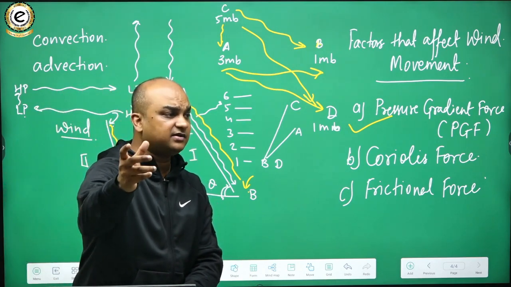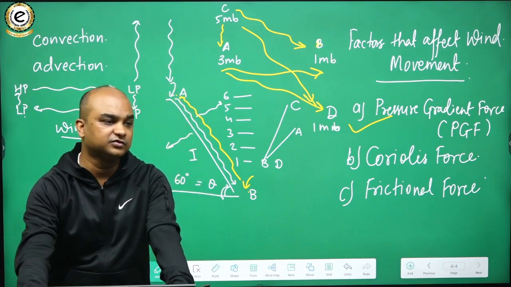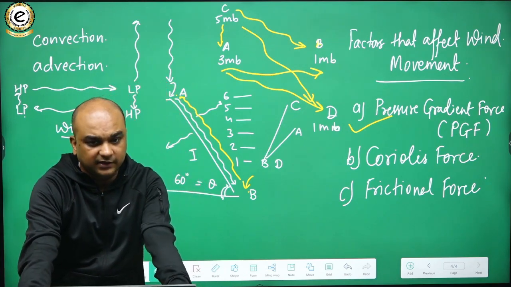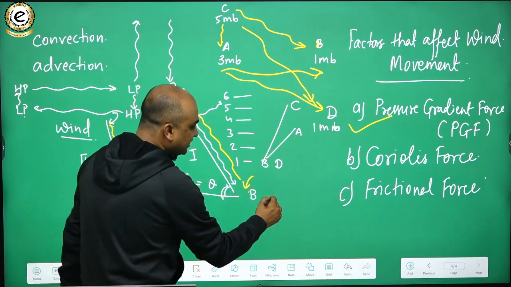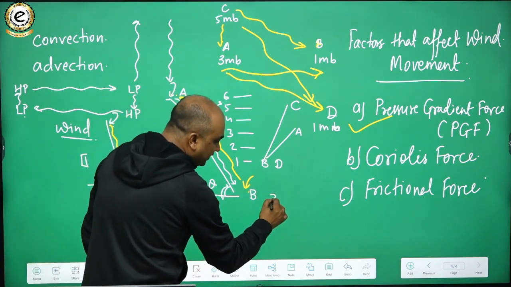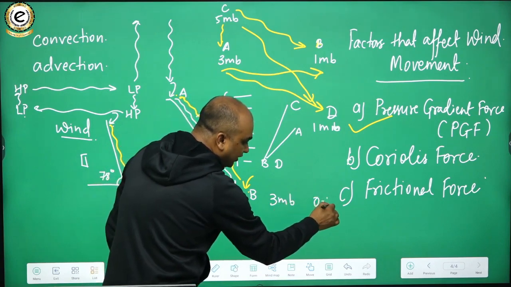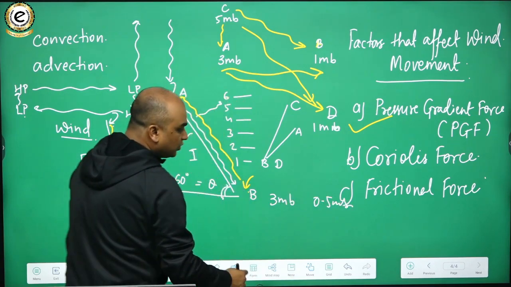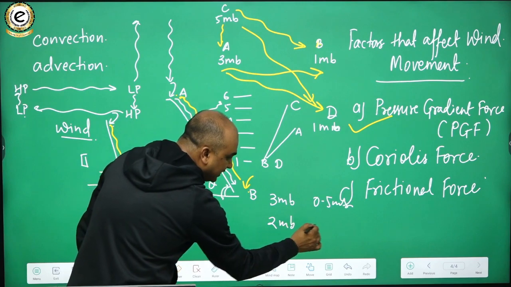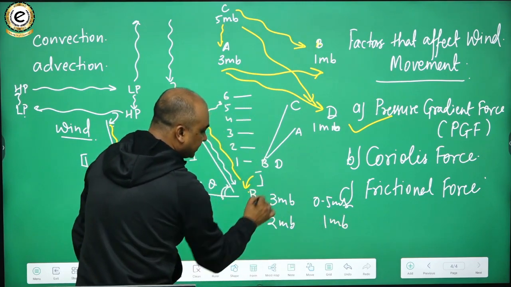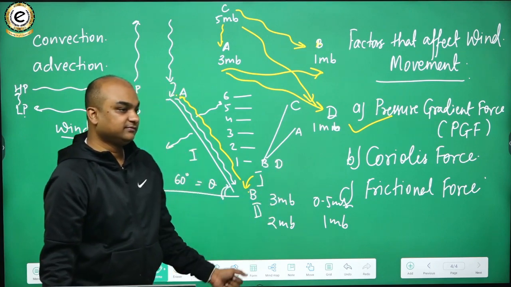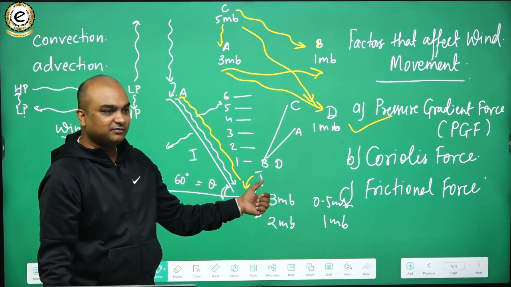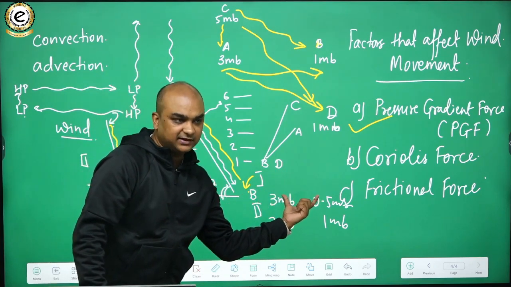Greater the gradient, faster would be the flow. Simple logic, इसमें कोई rocket science नहीं है. Greater the gradient, faster would be the flow. So I give you two cases. Case 1, air is blowing between 3 MB and 0.5 MB. Case 2, air is flowing between 2 MB and 1 MB. In which case would the air be faster, 1 or 2? 1, because there is a greater difference in pressure.